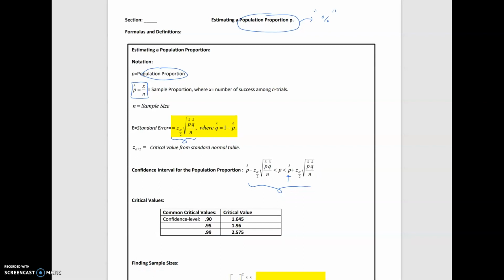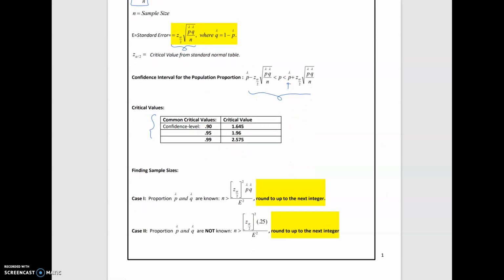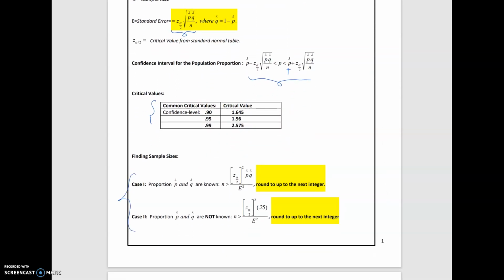For the critical values, the common ones are going to be here. If they're not one of these, then we have to construct it. Another set of formulas that shows up is if we're estimating how large of a sample we need for a specific type of confidence interval, then we're looking at these two formulas. If we do have values from the samples, then we're just going to multiply those two. And if we don't have any values, and it'll be stated in the problem for the p-hat or the q-hat, then a replacement by 0.25 is actually done.